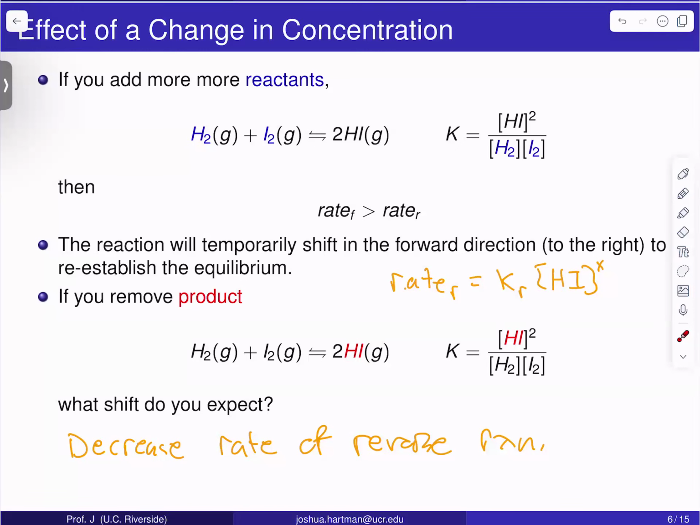Another interesting thing to consider here is what would happen if you remove product. Well, it turns out we're going to see the same effect as above, but the reasons are a little bit different. If we're removing product, highlighted in red here, then what we're effectively doing is decreasing the rate of the reverse reaction. By decreasing the concentration of product, you are again going to expect this reaction to shift towards the creation of more products, again, to reestablish that equilibrium.